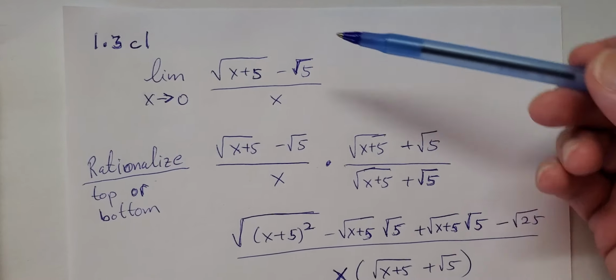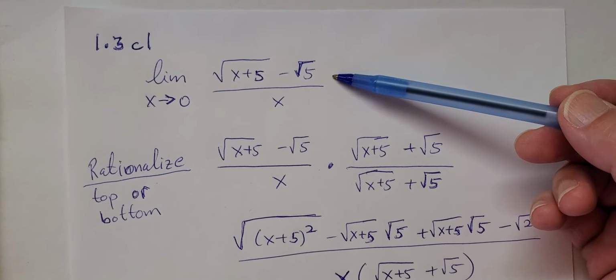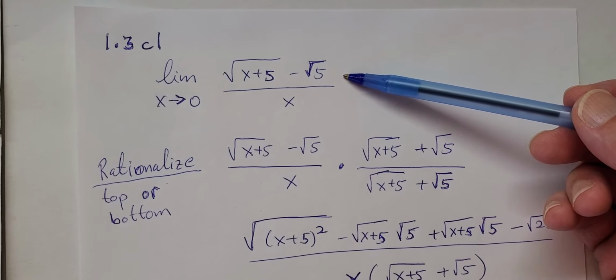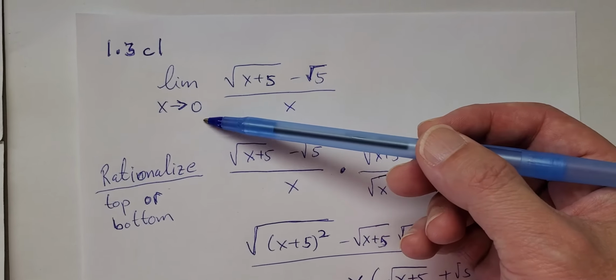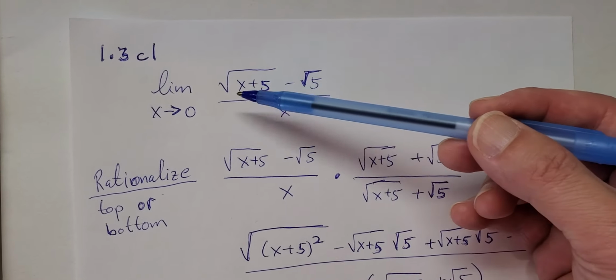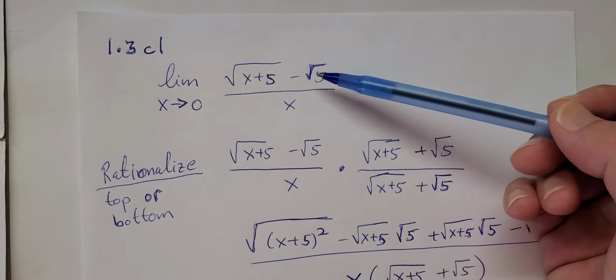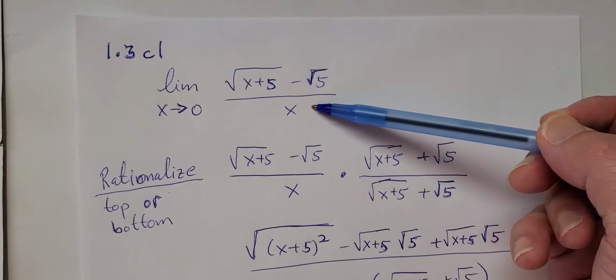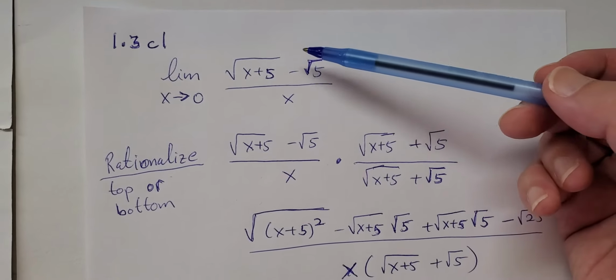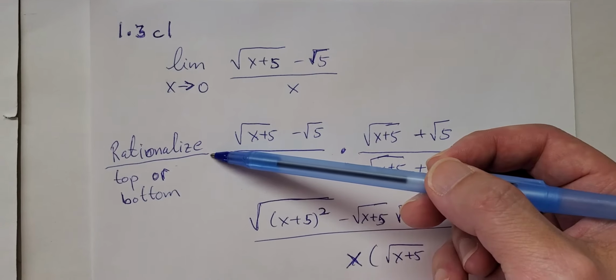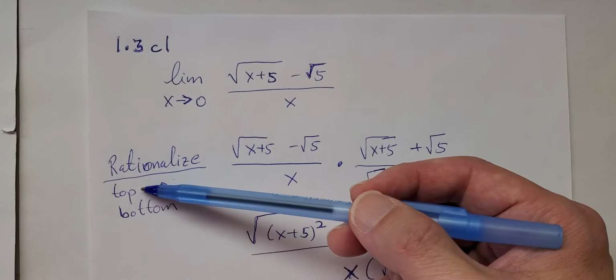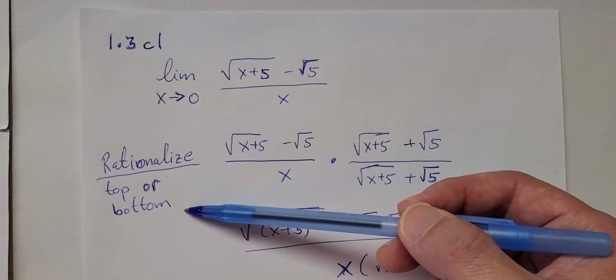1.3C1. Here you have an example: limit as x approaches 0 of square root of x plus 5 minus square root of 5, all over x. Now the only way to solve this is you have to rationalize. Sometimes you can do the top and sometimes you can do the bottom.